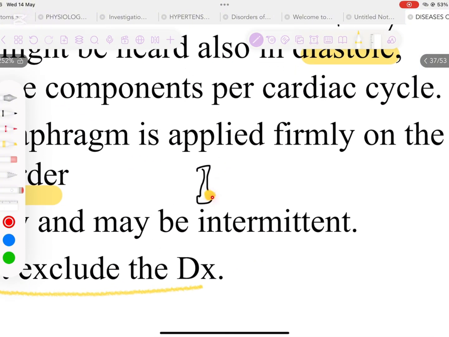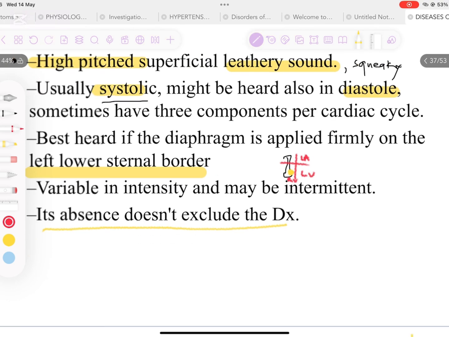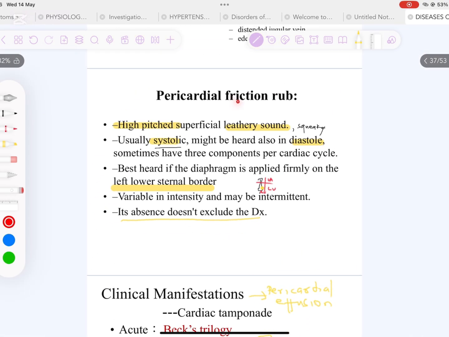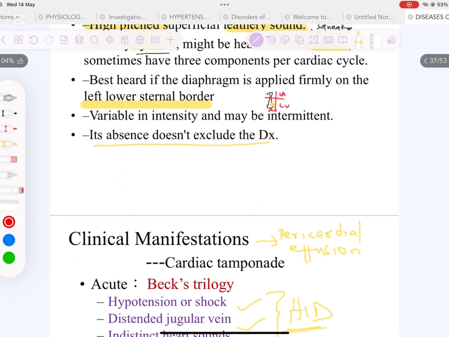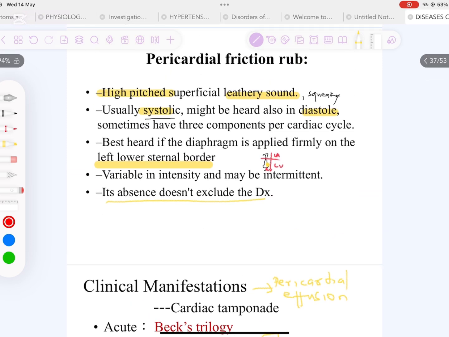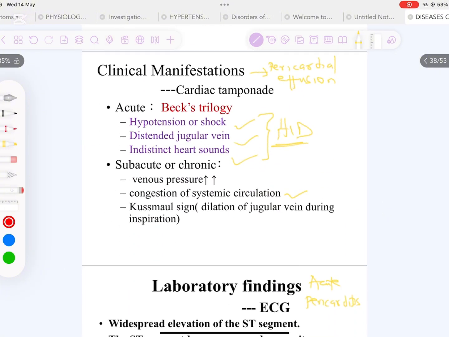Left lower sternal border. This is the sternum here, so towards, most likely towards the what? The right part of that, because if this is the heart, this is the right atrium, left ventricle, so this is most likely the right ventricle area leading to the left ventricle. That's when you hear that pericardial friction rub sound. Variable in intensity and may be intermittent. Its absence does not exclude the diagnosis, but its presence should direct you more to pericarditis.